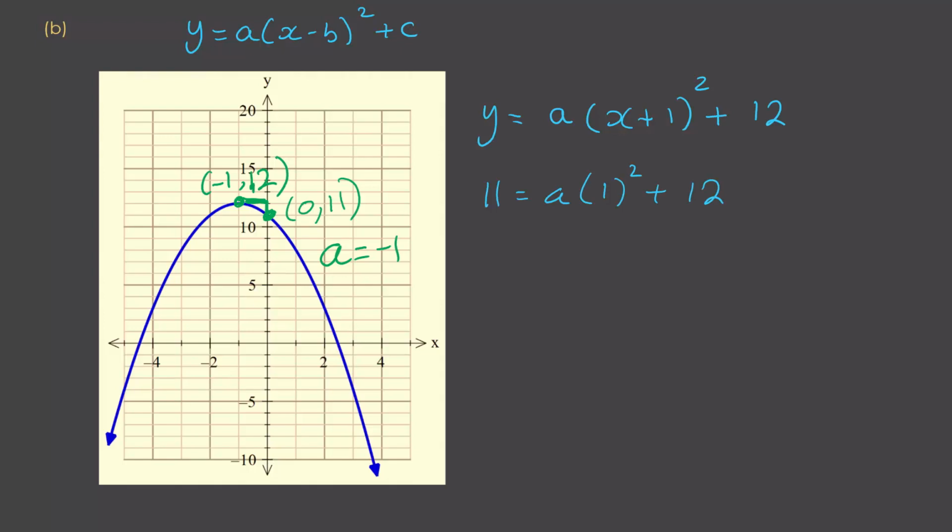And so 1 squared, of course, is 1. So I missed out the equal sign. 11 is equal to a plus 12. And so a is -1. So we could find the a 2 ways. So we now know that a is -1. And from comparing this and this, we can see that b is -1 as well. And comparing this to this, we can see that c is equal to 12.